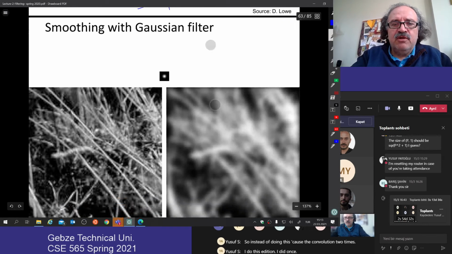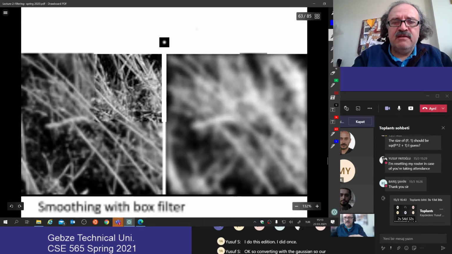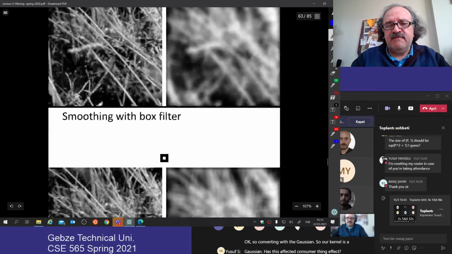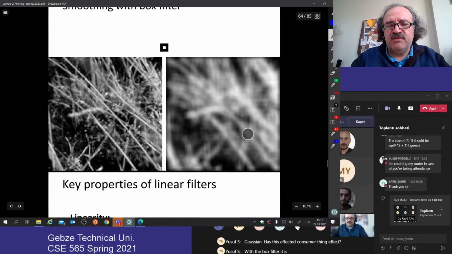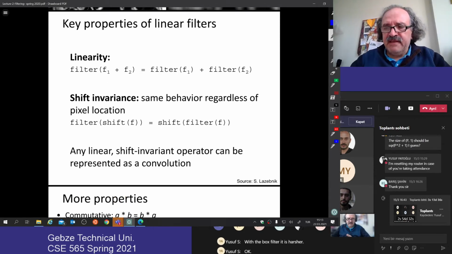Okay, so convolving with a Gaussian, so our kernel is a Gaussian, has this smoothing effect again. With the box filter, it is harsher. Okay. What else? So these are the other things.